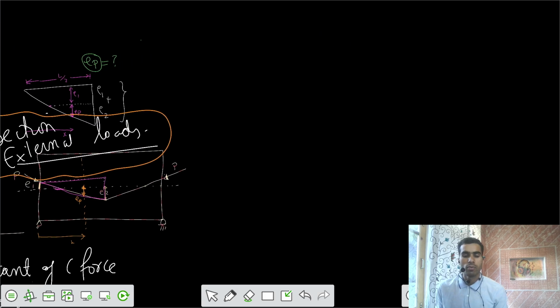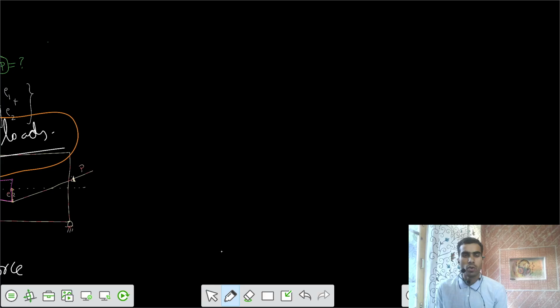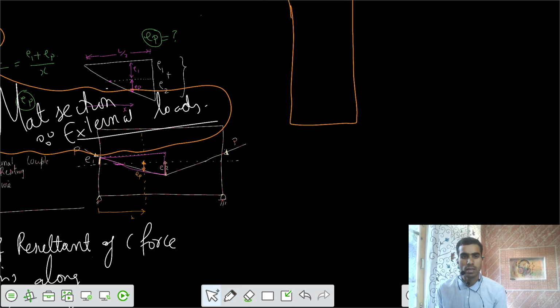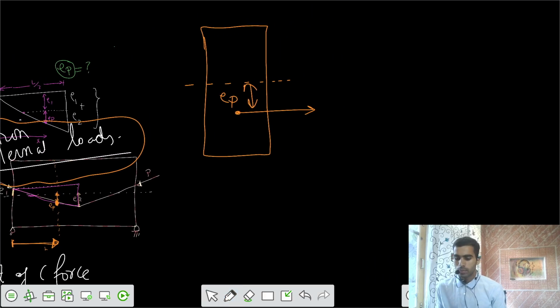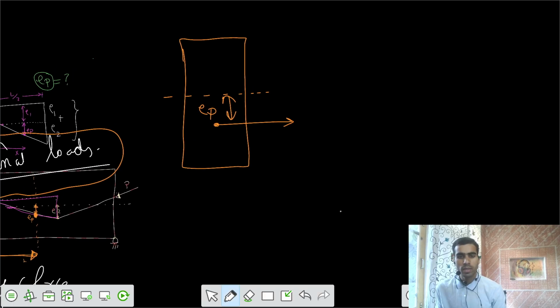The first step is that you have a section at any location X. As in this case, we take any section at location X. I would say the eccentricity of the cable is some value EP. Then the resultant of the stress diagram is somewhere here.